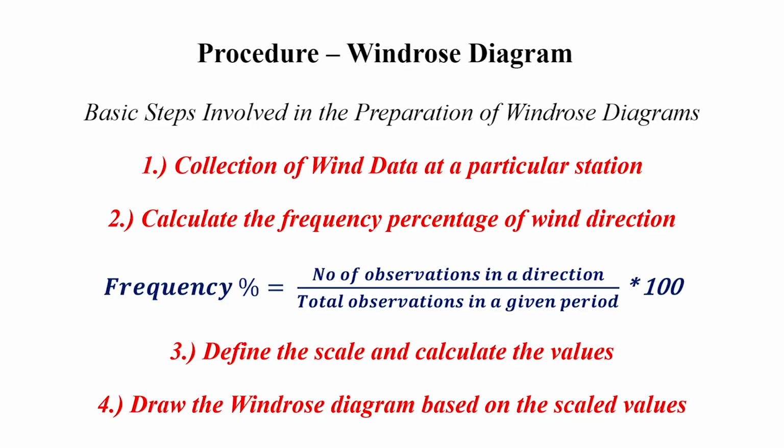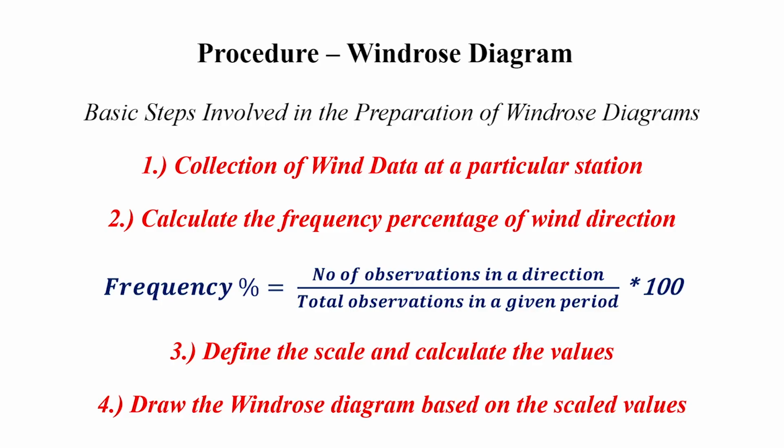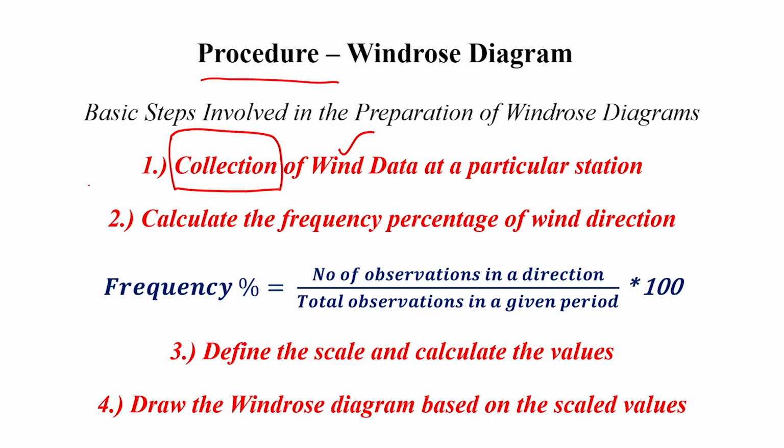Now, I have given you a very nice idea about what a Windrose diagram is. I have shown you how wind data is collected and I have shown you a few applications of this Windrose diagram. Now, we will jump into the procedure to draw a Windrose diagram. The major steps involved are, first, the collection of the wind data. Without the wind data, you cannot draw the Windrose diagram. So, the first step always is the collection of wind data at a particular station.